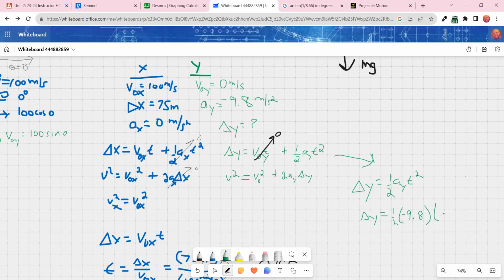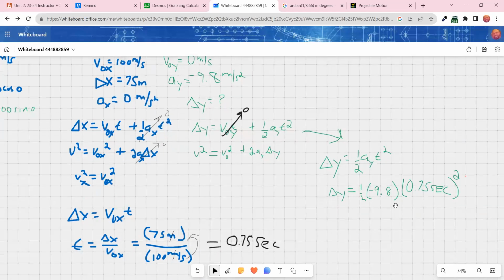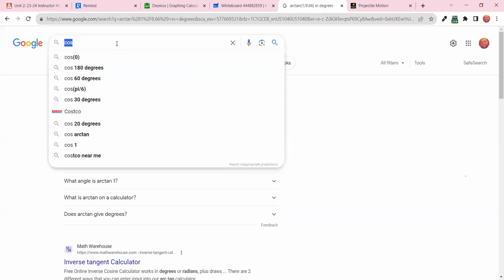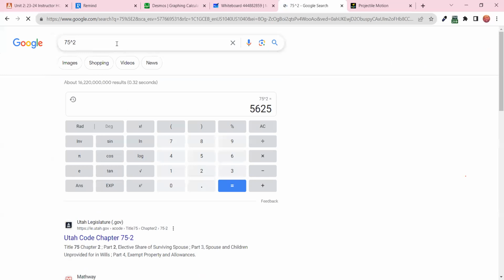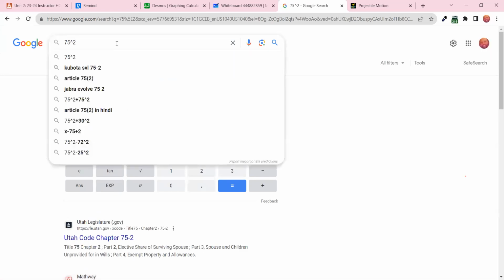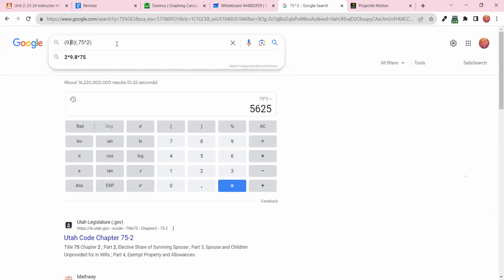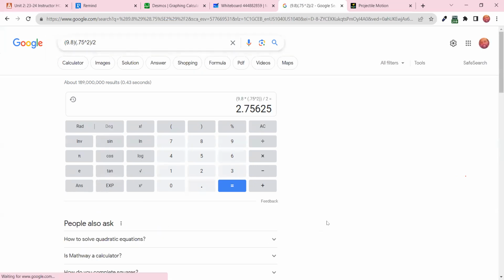The time that goes by is, it's ugly, 0.75 seconds. I'm going to square that. 0.75 squared, no idea what that is. 0.75 squared, times 9.8 rather, and then divide all that by 2 because it's 1/2. It looks like it falls about 2.75 meters. Yeah, that seems about right. 2.75, 2.76 meters.